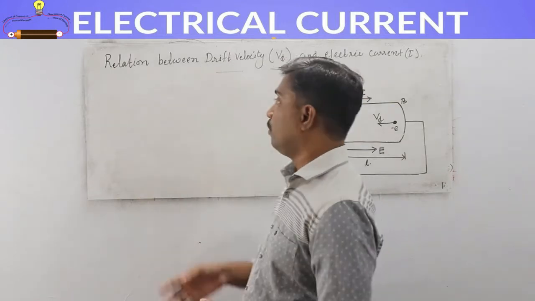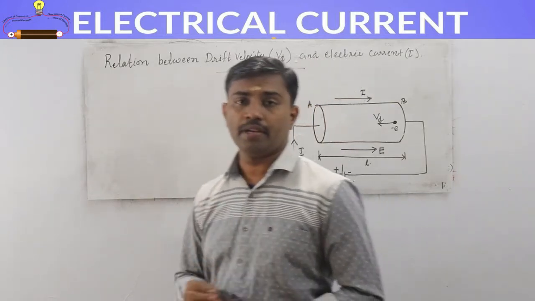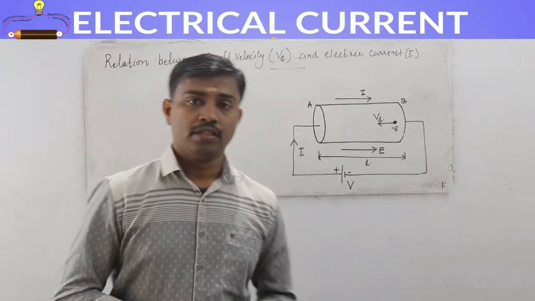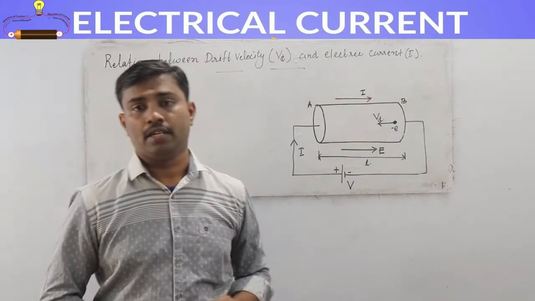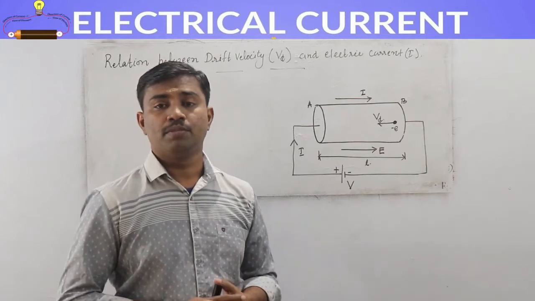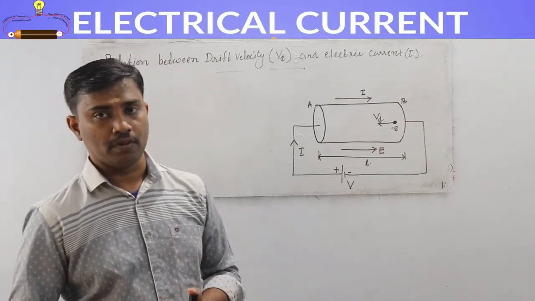So today we are going to discuss a simple topic from the chapter current electricity. That is the relation between drift velocity and electric current. So what is the relation between electric current and drift velocity?